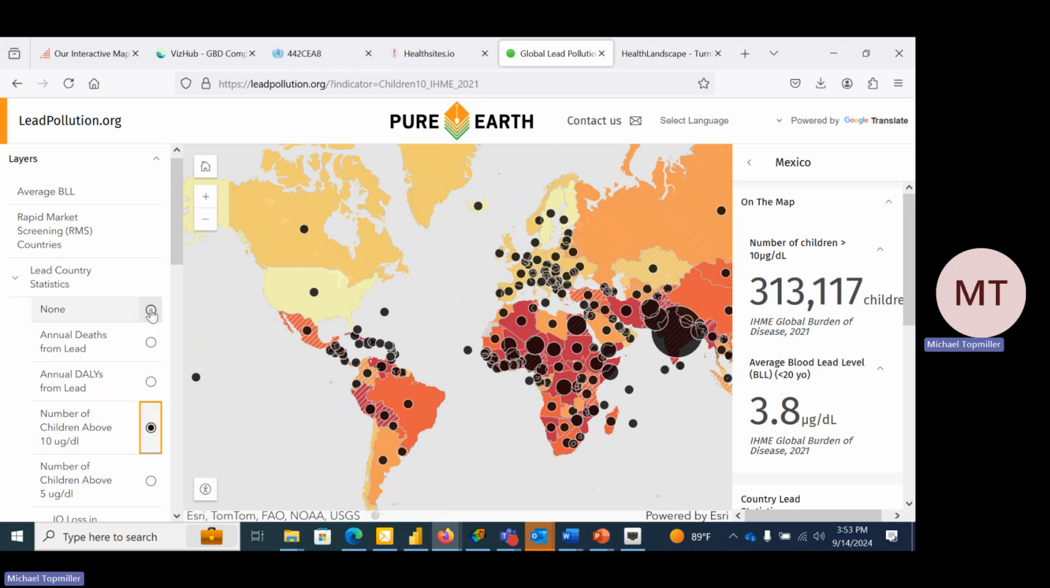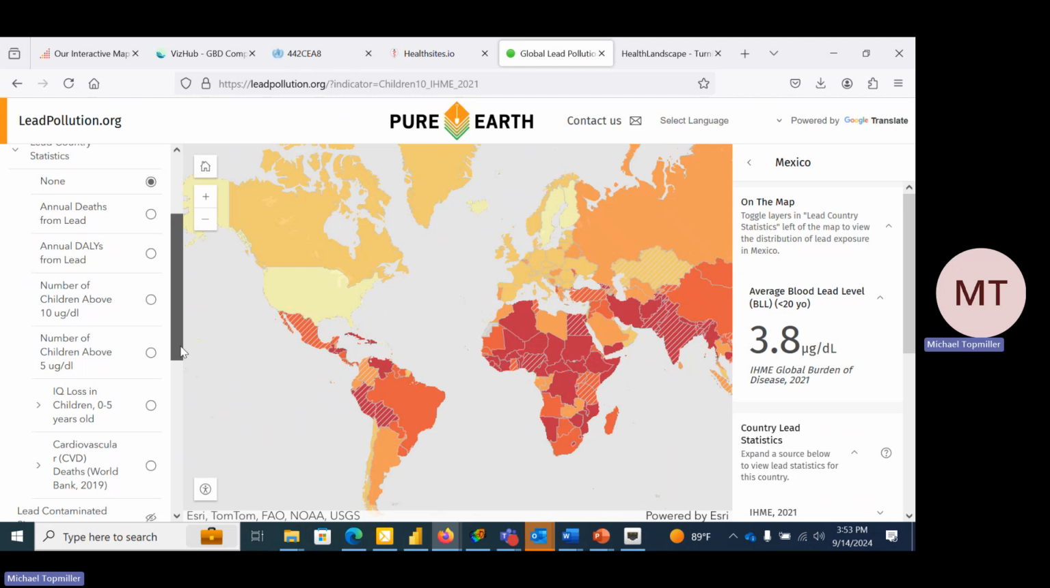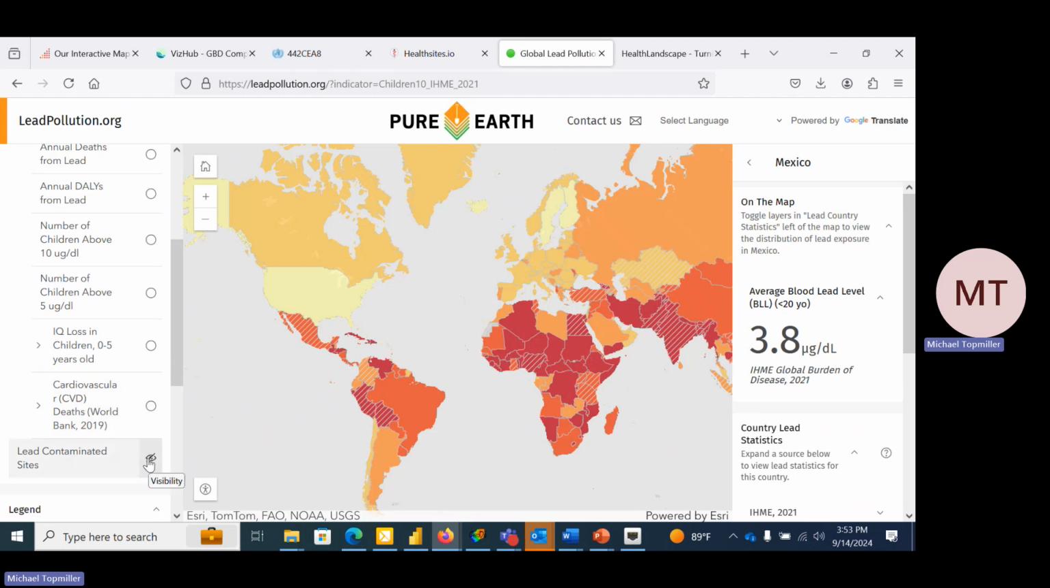We can turn this off. And we could also come down here and add lead contamination sites. So you can see where those are relative to some of the areas that have the higher rates of lead poisoning. So again, another website that allows you to layer multiple indicators to explore some spatial patterns. And again, a lot of the same spatial patterns we see over and over again, with higher rates in Central Africa, Sub-Saharan Africa, across Southeast Asia, and some other parts of the world.